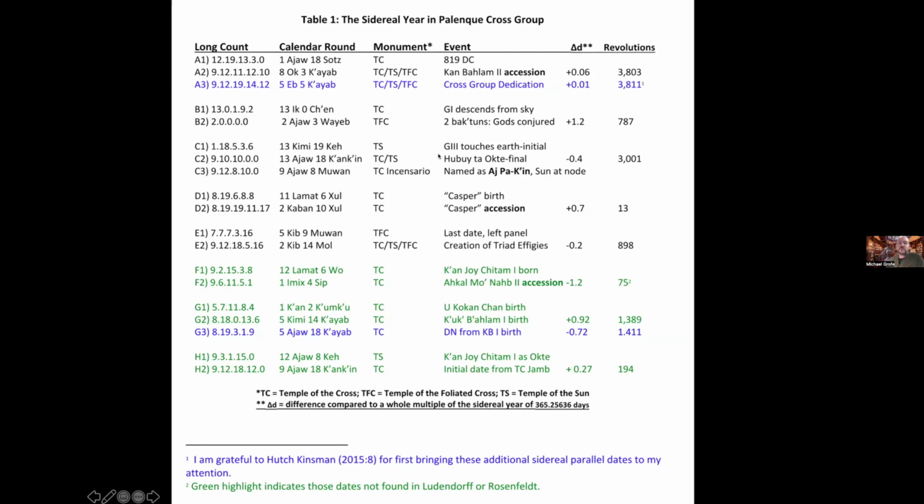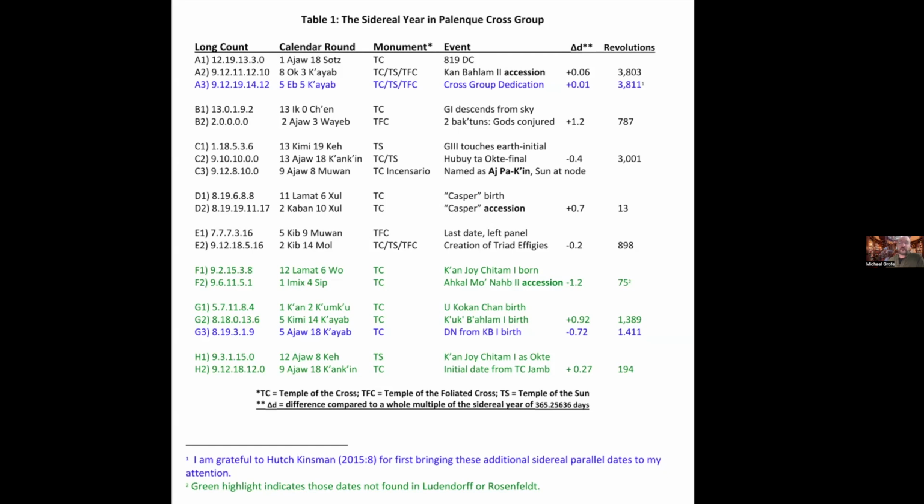And so what you can see here is calculations of basically how these two different paired dates position the sun exactly in or very close to the same position, some of them off by a little over a day, but most of them all under a day. And it's these down here that we're going to be looking at, these ones in green, that Ludendorff actually did not find, because he calculated some of the dates in the Palenque inscriptions incorrectly.